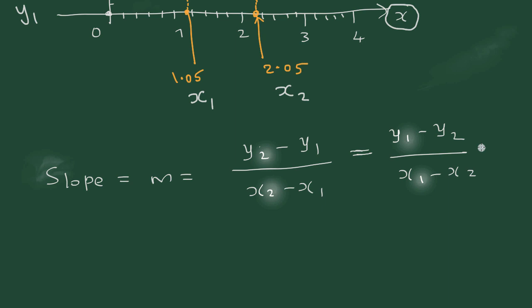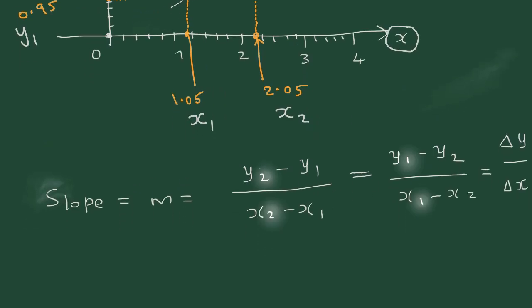And this is what we call delta y. Delta y means some difference in y. This is a difference in y divided by a difference in x. So it's called delta y by delta x. So m is equal to that. And you can quickly calculate it, whatever the number, it doesn't matter.